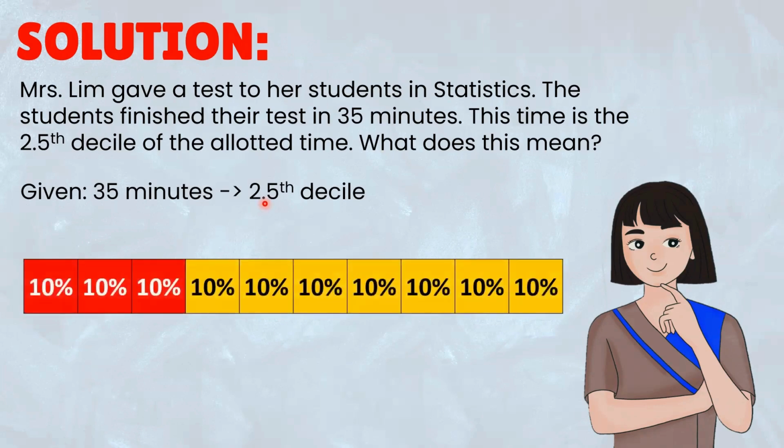We know that deciles divide our distribution into 10 equal parts. So each division corresponds to 10% of the distribution. Based on our illustration, 2.5 decile is located between the second and the third decile.